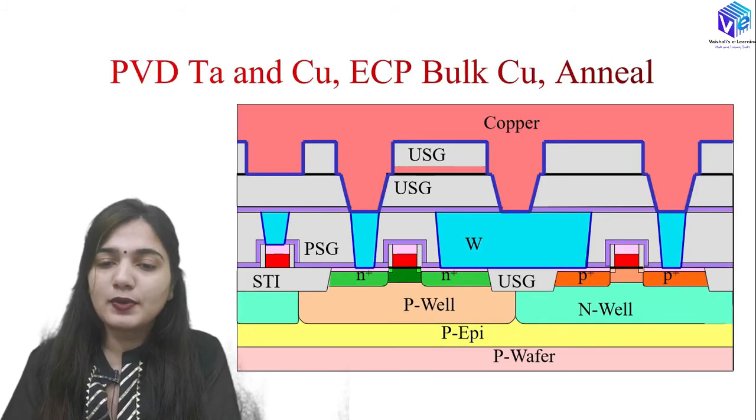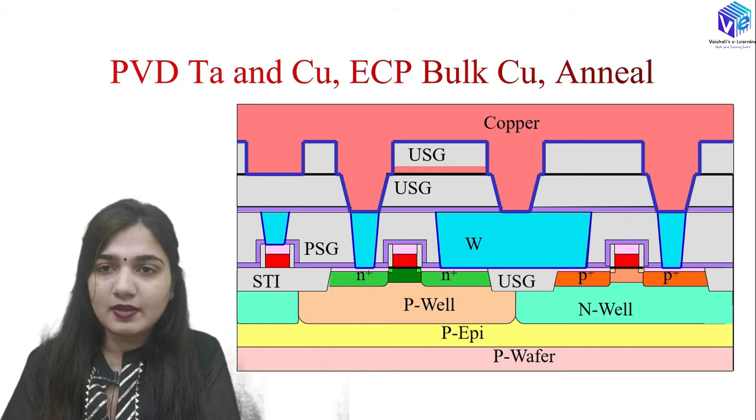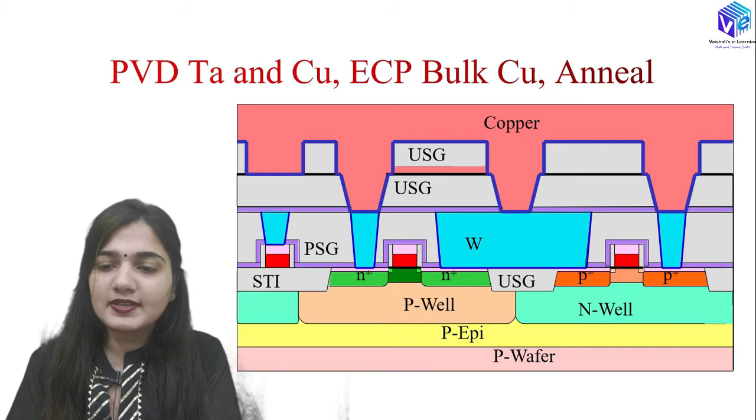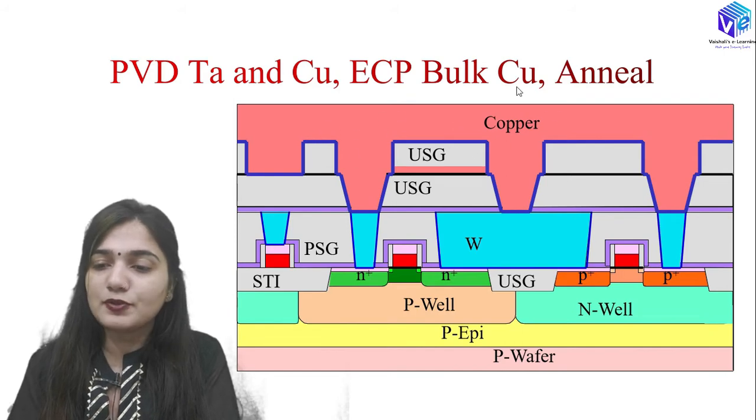After that we are going to do the PVD, the physical vapor deposition, of the tantalum. Here we will have a very thin tantalum layer for the barrier and the adhesion layer, because the copper is not very adhesive to this structure. Then I will be using the electrochemical plating of the copper. Here I will have the bulk copper deposition and the seed copper deposition as well, and after that I am going to do the annealing, right?